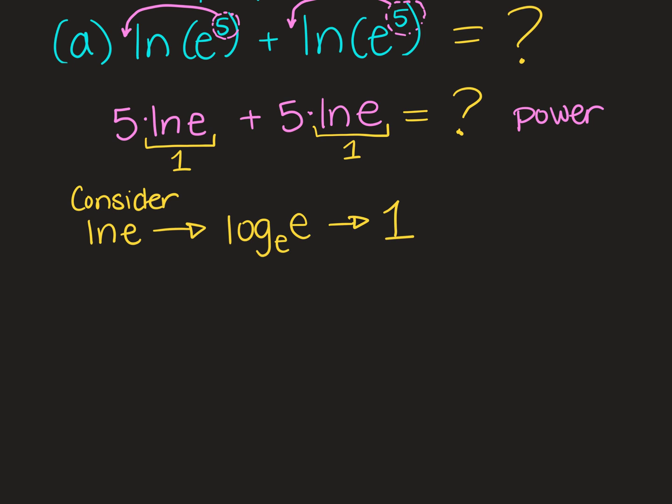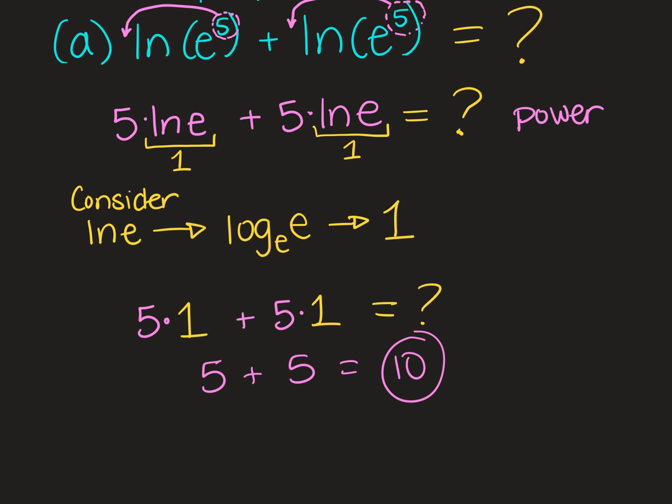So what I really have is 5 times 1 plus 5 times 1. And again, trying to figure out what that is equal to. So what is that? Yeah, 5 plus 5 is just going to be 10.